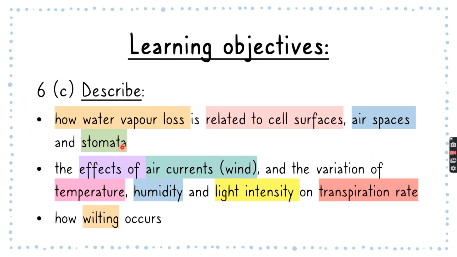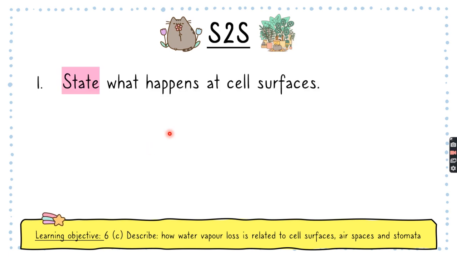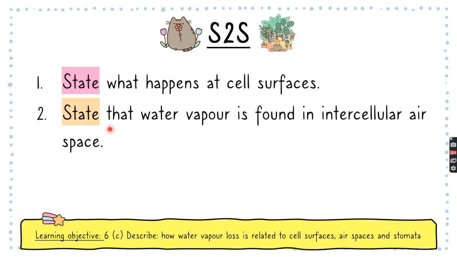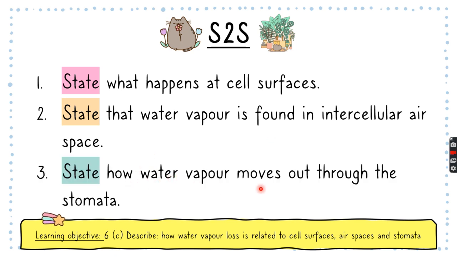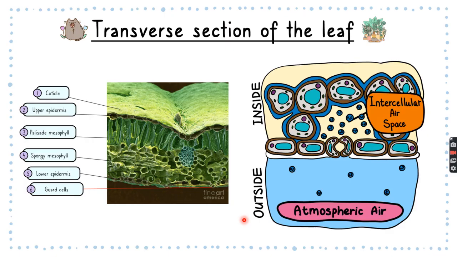So today's learning objective, we're going to cover 6 part C, but we're only going to do this first part right here, which is how water vapor loss is related to cell surfaces, air spaces, and the stomata. Okay, so what is our step to success today? Firstly, we have to state what happens at the cell surfaces. Secondly, state that water vapor is found in the intercellular airspace. Thirdly, state how water vapor moves out through the stomata. So this is basically what we are going to talk about today. How water vapor is lost from the leaves, and we have to relate this to the cell surfaces, the air spaces, and also the stomata.